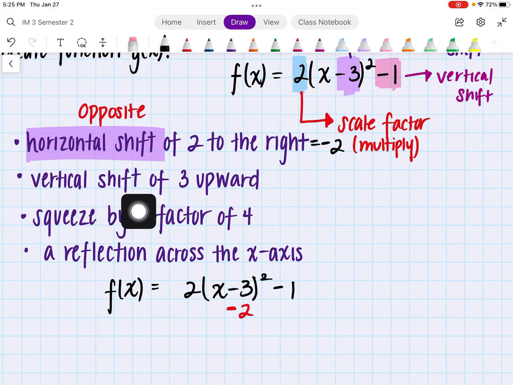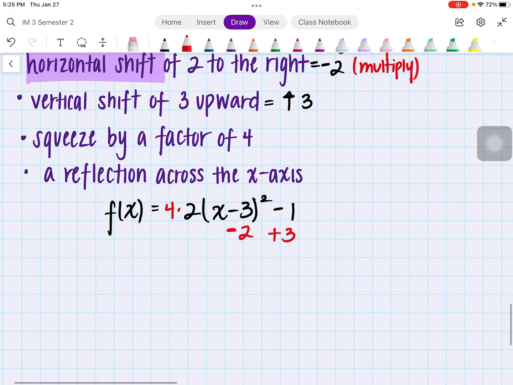All right. Now, next one says vertical shift of 3 upward. This one stays the same. They're telling us to move up 3 spaces, so that's plus 3. I'm going to add 3 here with the -1. And next thing they're telling us is it's squeezed by a factor of 4. The only thing mentioned in here, a factor, would be our scale factor, which means we have to multiply our leading coefficient, which is 2, by a 4. So I'm going to simplify this here.